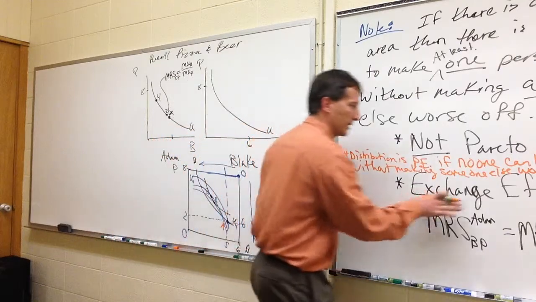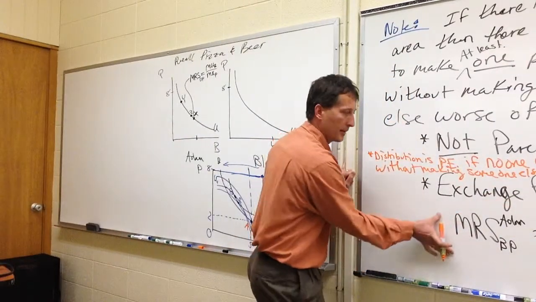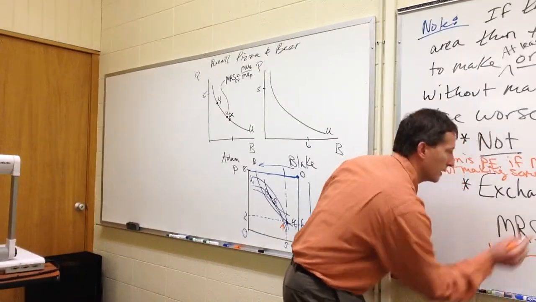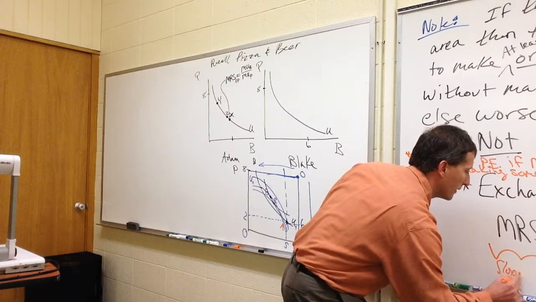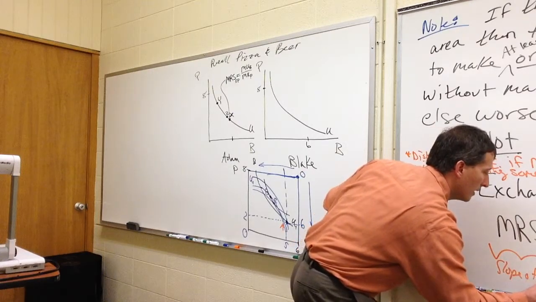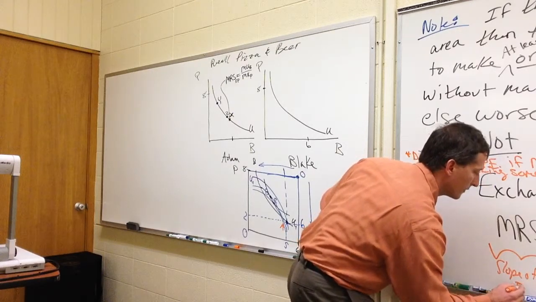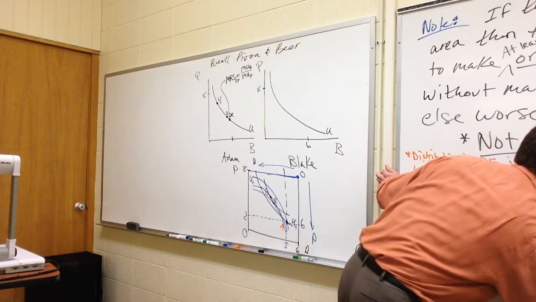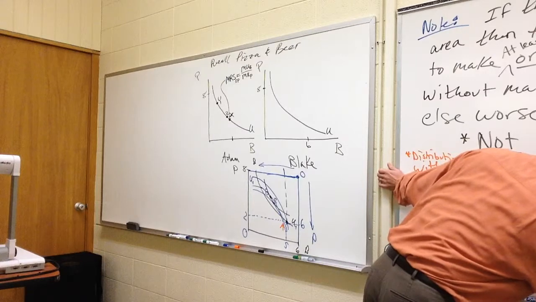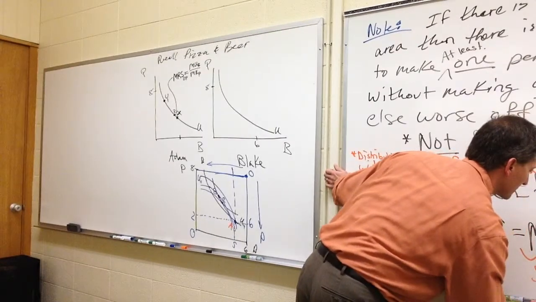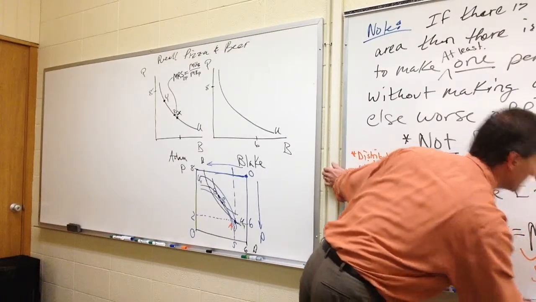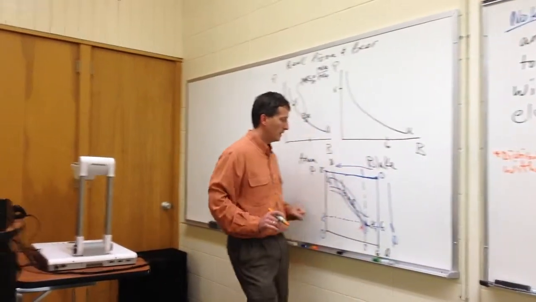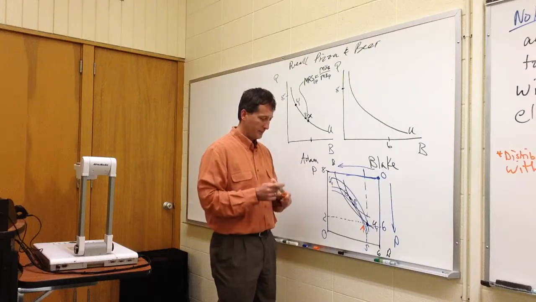And so that is called exchange efficiency. This is kind of the more technical aspect. And this is the slope of Adam's indifference curve, and this is the slope of Blake's indifference curve. Those two things are going to be equal in Pareto efficiency.